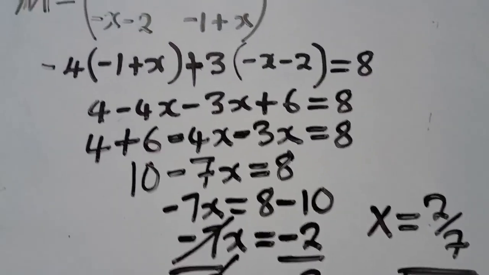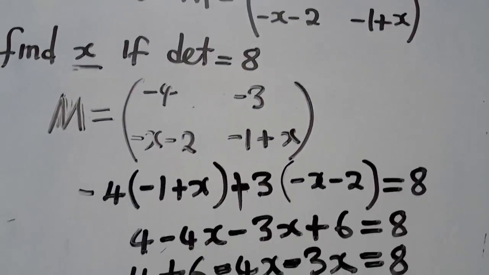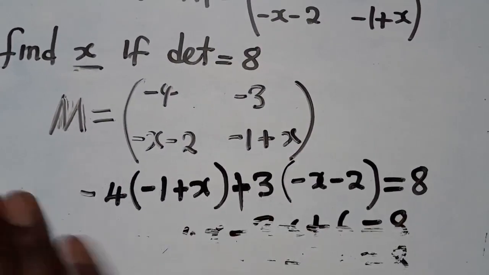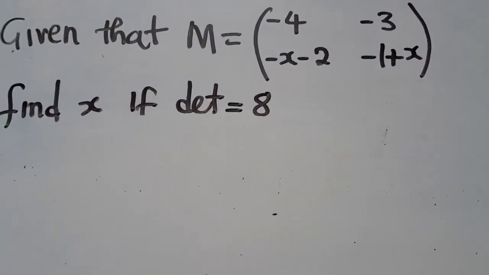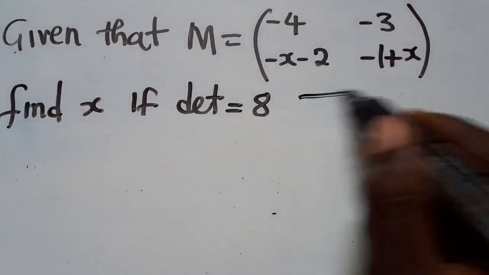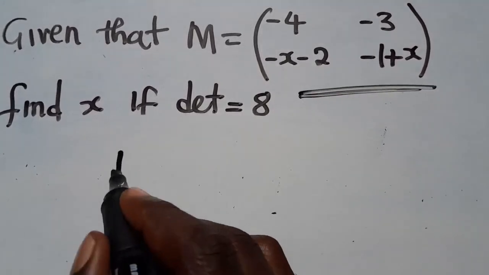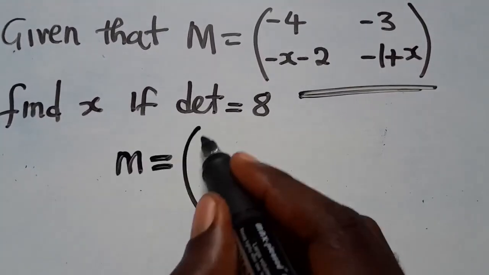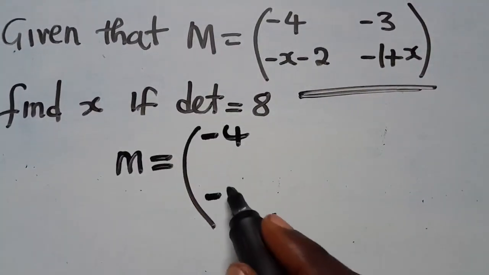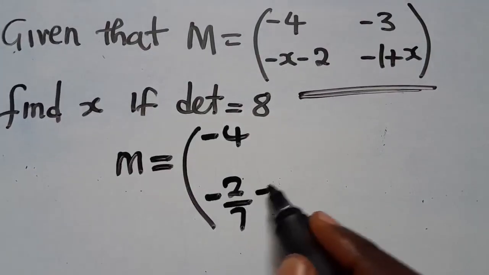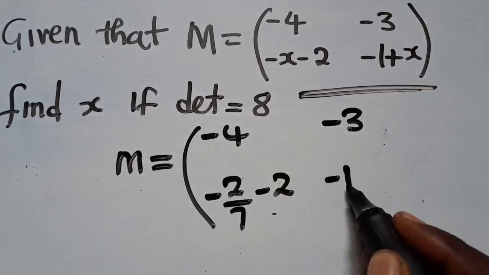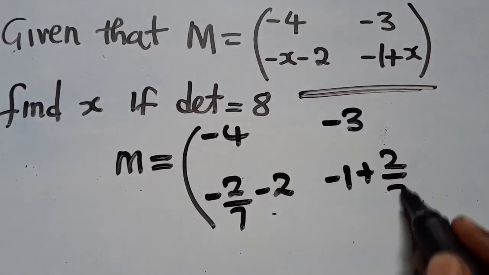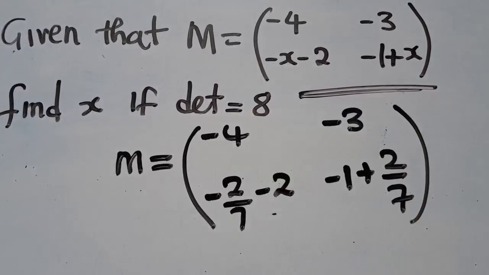You write the matrix. So how is the matrix going to be? You know that it's 2 over 7. So the matrix is like this. This is the matrix which is there. So now M is going to be -4, negative x which is 2 over 7 minus 2. That's what we are going to have. Here we are going to have negative 3, negative 1 plus 2 over 7. That's the matrix we are going to have.